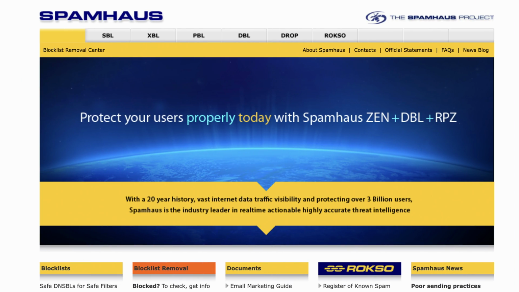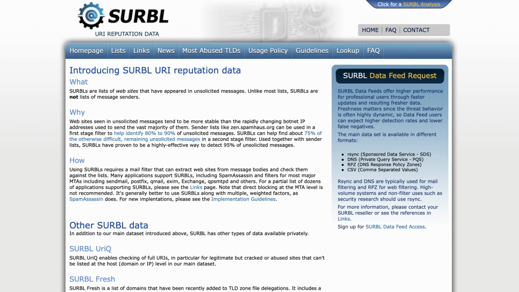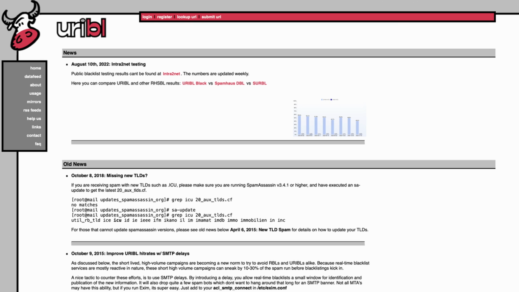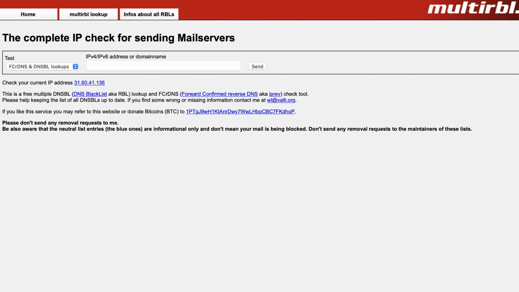You can do so with one of three types of places: services that consist of several anti-spam lists, for example the Spamhaus Project and SpamCop, real-time black hole lists like SURBL and URIBL, and integrated diagnostic tools like MX Toolbox and Multi-RBL. And also, another way to find out if your IP is listed on the most popular blacklists is to run the Mail Tester checkup.